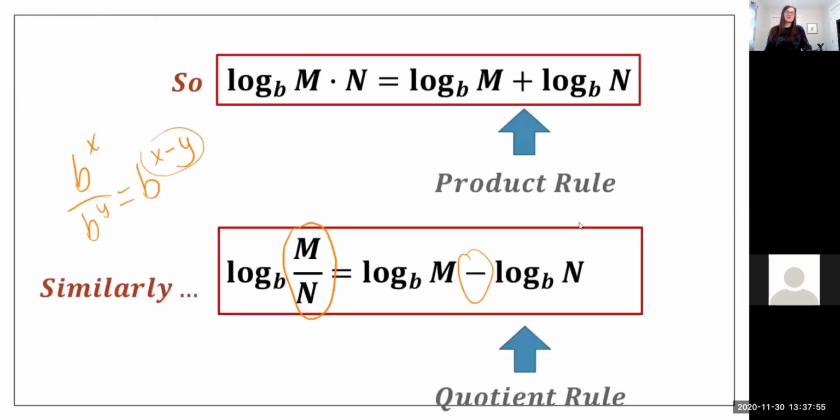Okay, so far we have two laws. We have the product rule and the quotient rule. So multiplication inside is an addition outside. Division inside is a subtraction outside. And there's a couple more.